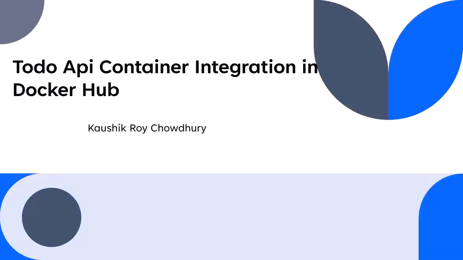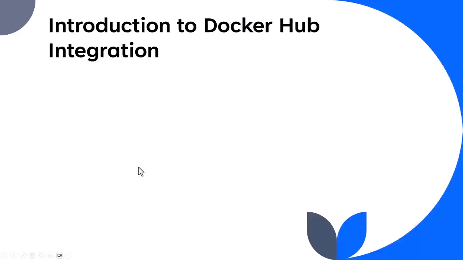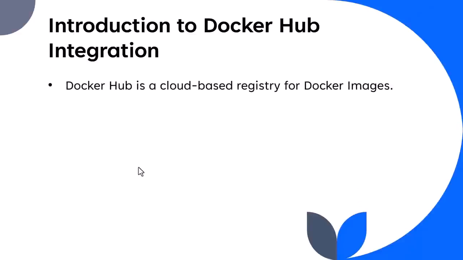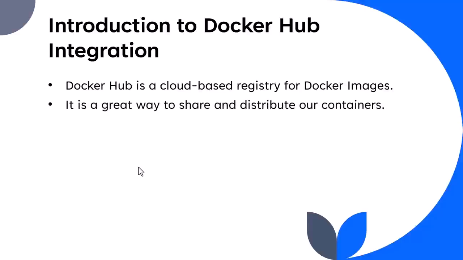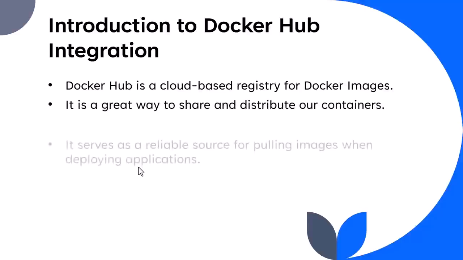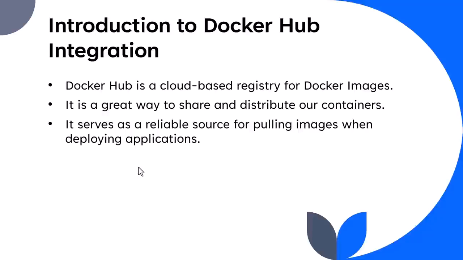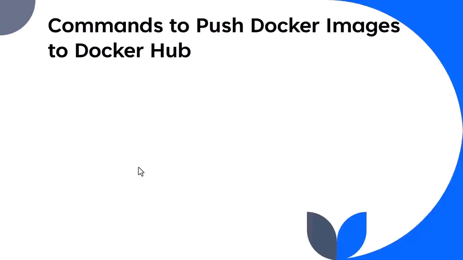Hello everyone. In this lecture, we are going to go for the container integration in Docker Hub for the to-do API container that we have created in the previous lecture. So as an introduction to Docker Hub integration, Docker Hub is a cloud-based registry for Docker images, and it's a great way to share and distribute our containers. It serves as a reliable source for pulling images when deploying applications. And here are the commands to push Docker images to Docker Hub.